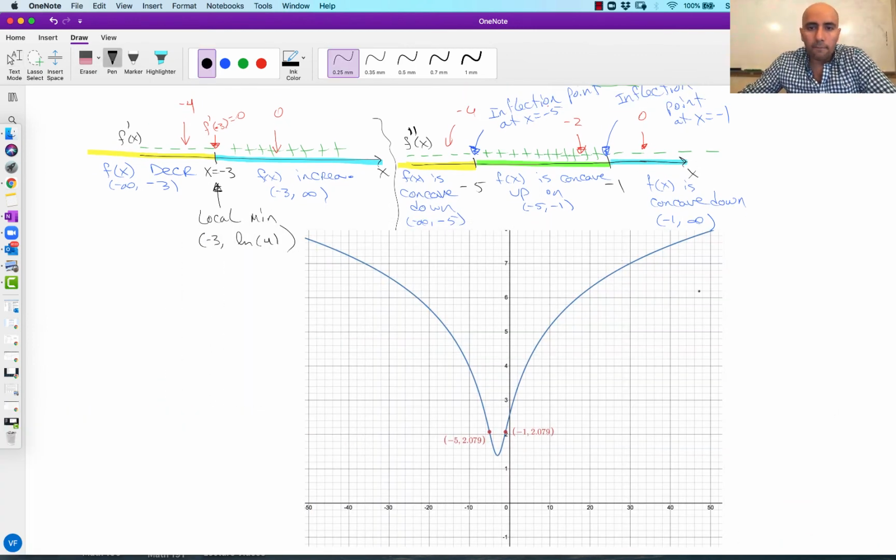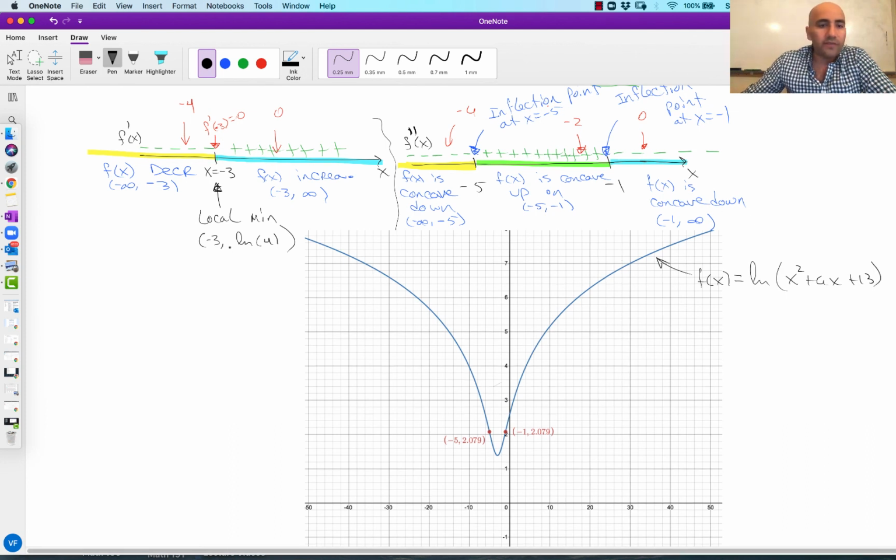Okay, so this is just to confirm that our results make sense. Using Desmos, we found that this curve is the original function f of x equals ln of x squared plus 6x plus 13. We've established that there is a local minimum right here, at -3, ln of 4. If we evaluate that, we can get a decimal approximation. That's this guy. That confirms this part. We did find a local minimum.